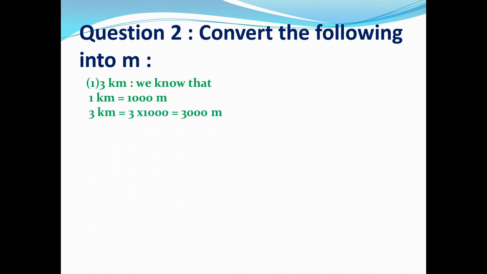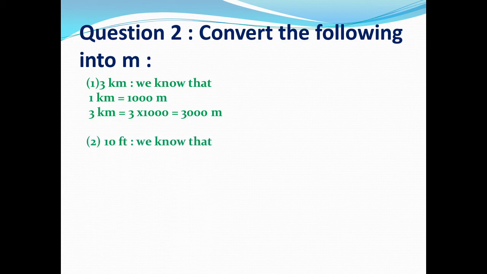Come to the next question. Convert the following measurement into meter. Now we have to convert kilometer into meter, millimeter into meter, centimeter into meter. In the first question, we have given 3 kilometer. So we want to convert 3 kilometer into meter. We will use the relation 1 kilometer is equal to 1000 meter. So 3 kilometer is equal to 3 into 1000, that is 3000 meter.